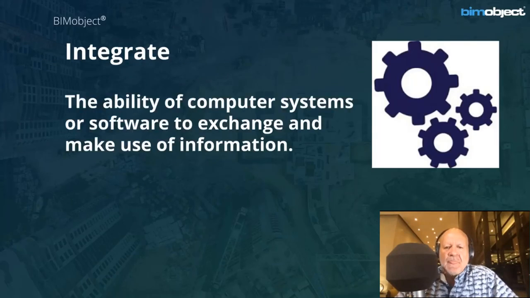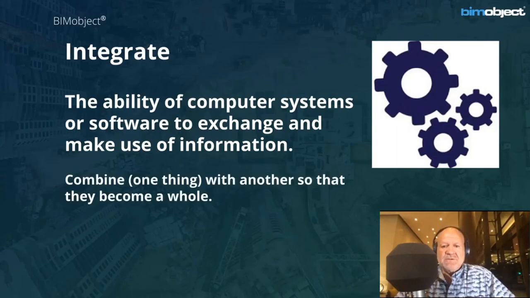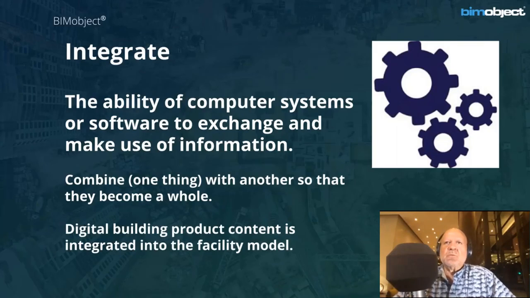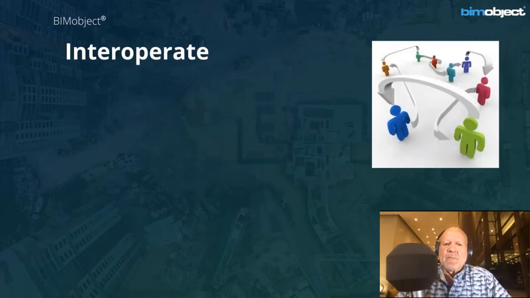So an integration is the ability of systems to exchange and make use of the information within a given piece of software. That means they're combined so that they become a whole. A good example is if you download building product content off the BIM Object platform, and you're working within a piece of software, ArchiCAD or Revit, you integrate that product into that file, that facility, that building, that whatever it is that you're working on within that software. We had two separate files. They were integrated. It was brought to be part of the same exact file.